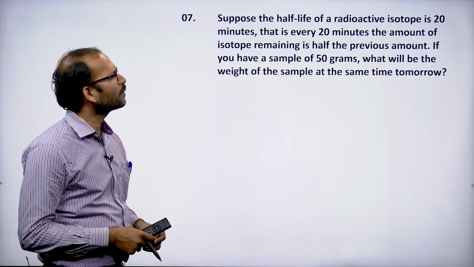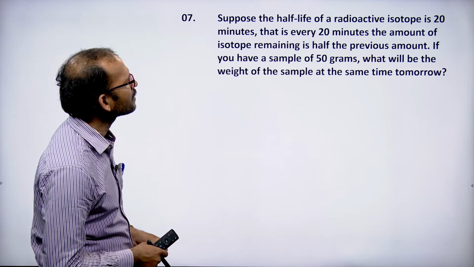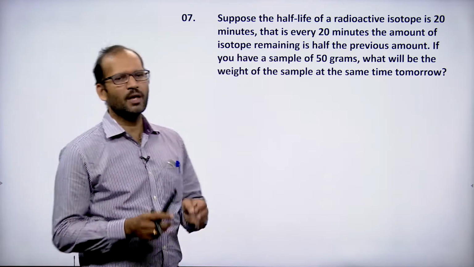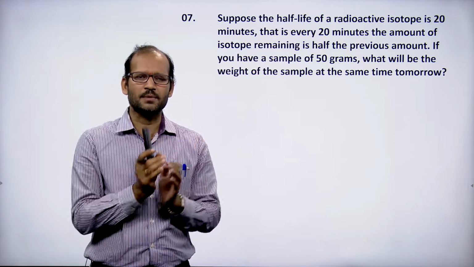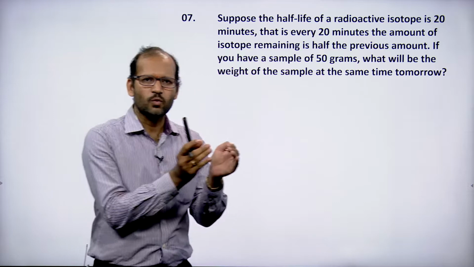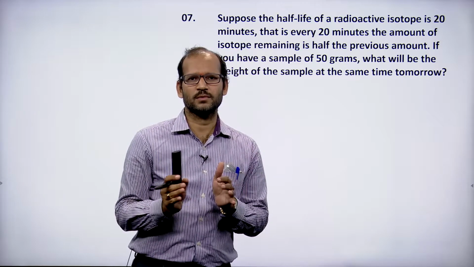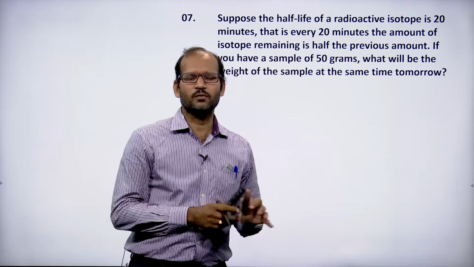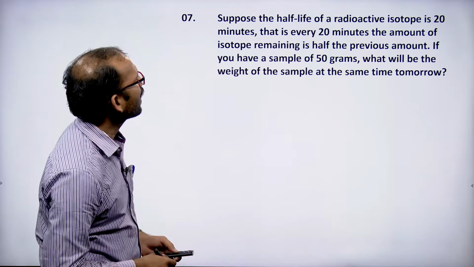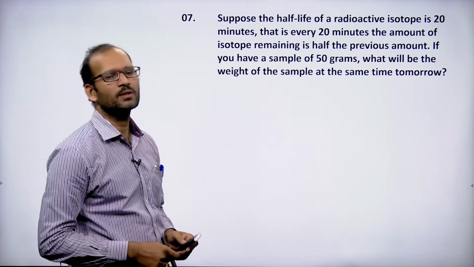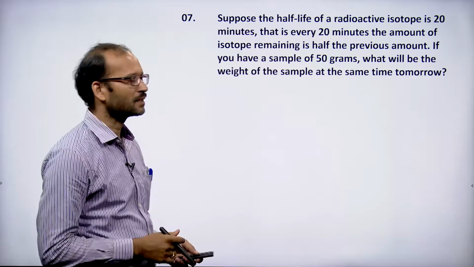If you have a sample of 50 grams, what will be the weight of the sample at the same time tomorrow? So you have a sample of 50 grams, after 20 minutes 25 grams, after 20 minutes 25 by 2 grams, after 20 minutes 25 by 4 grams. So like that, every 20 minutes it is reducing by half. That is what we say, the half life of a radioactive isotope. So half life means the substance becomes half of the amount present.